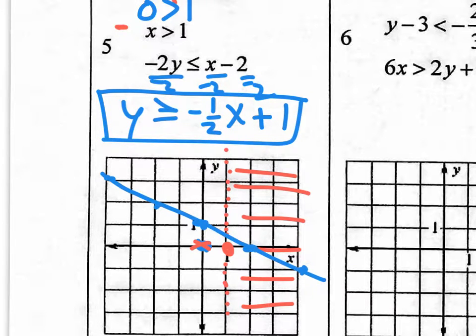Everybody with me? Now you're either going to shade in the bottom part or the top part. So you're going to test the value. Again, 0, 0 is the easiest to test. Imagine 0 for x and 0 for y. That's going to say 0 is greater than or equal to 1. Is that true or false? That's false, which means that, again, the 0, 0 did not work, which means that you need to shade in the other side. So you're going to shade in this top part up here.